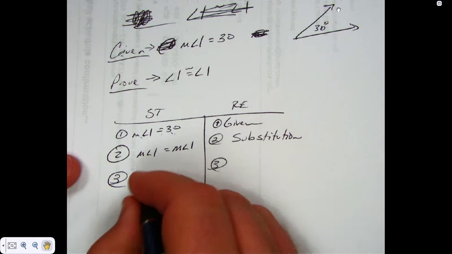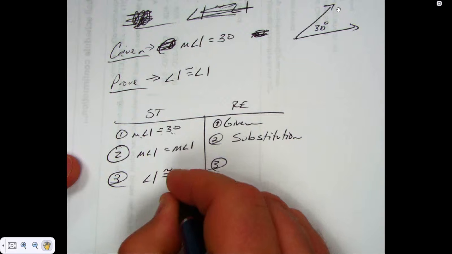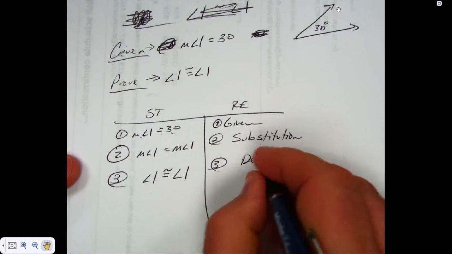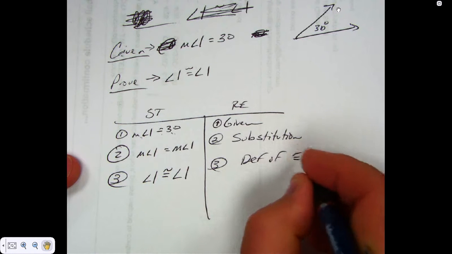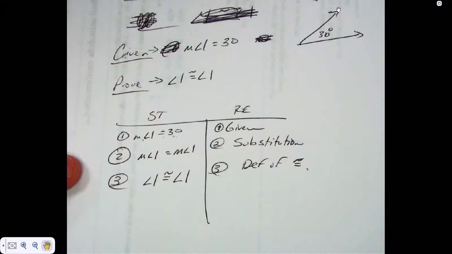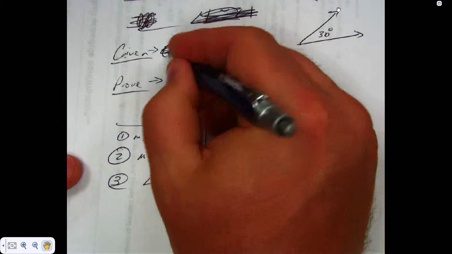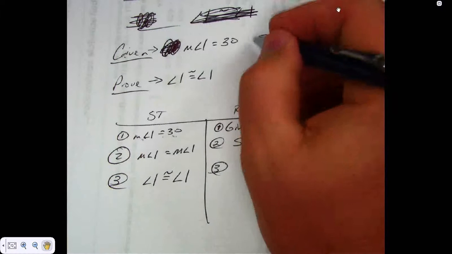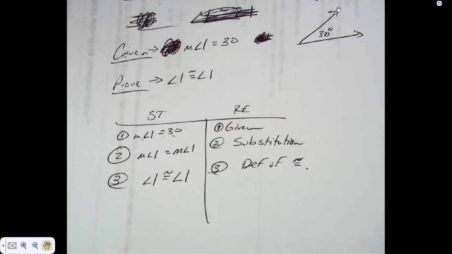Now what can I say? Angle 1 is congruent to angle 1. Definition of congruency. Trust me, some of the later theorems you have later on are much harder to prove than these, but these are so obvious it's sometimes hard.